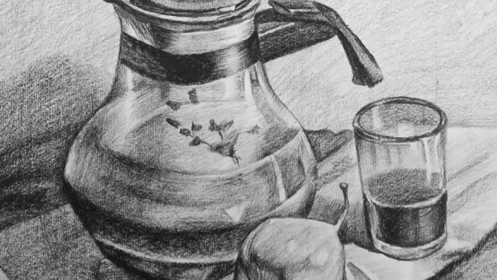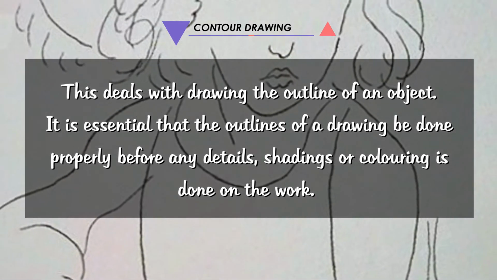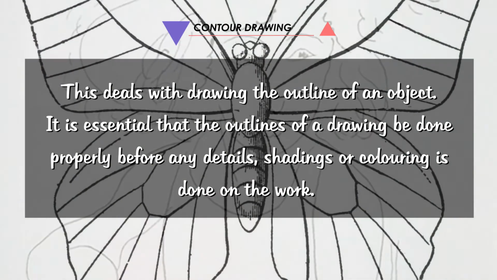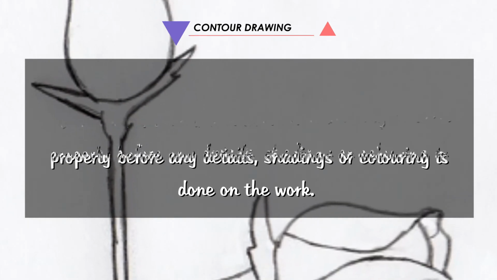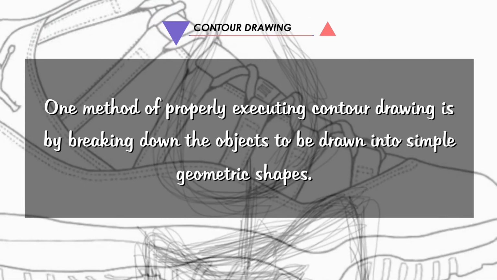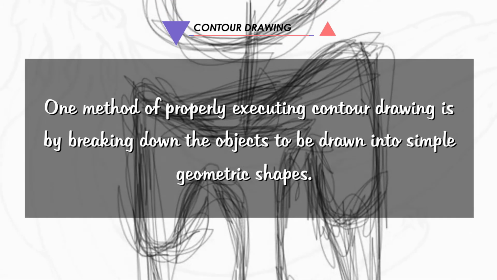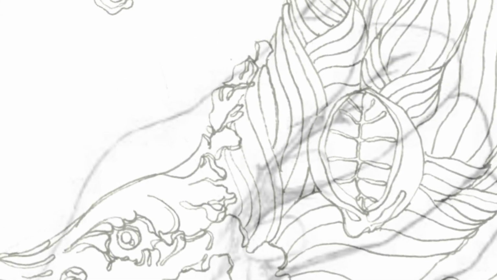A good way of ensuring that we have really accurate drawings is by first creating what we call a contour drawing. Now, a contour drawing deals with the drawing of outlines of objects. It is essential that the outlines of a drawing be done properly before any details, shadings, or coloring is done to the work. One method of executing contour drawings is by breaking down the objects that are to be drawn into simple geometric shapes. To better understand this concept, let us take a look at this instructional video provided by thevirtualinstructor.com.